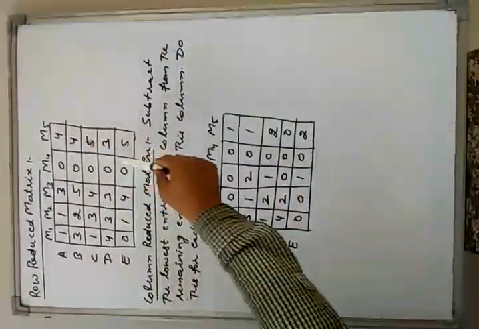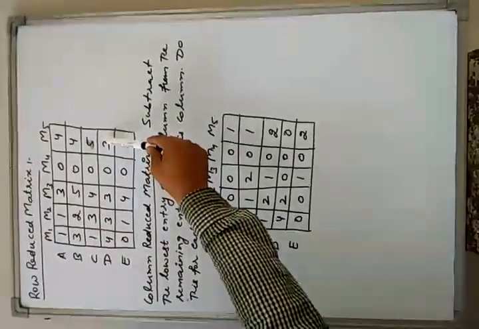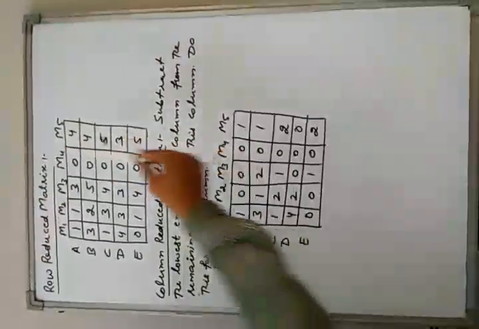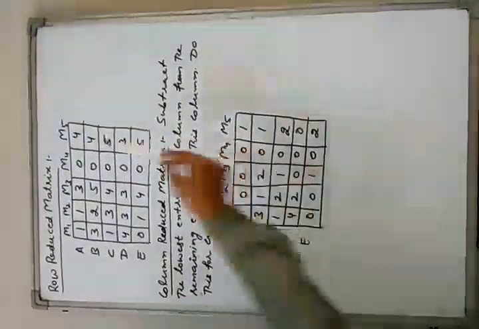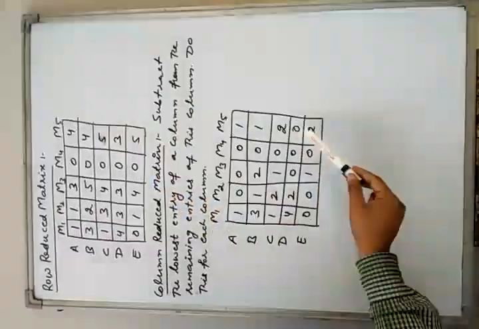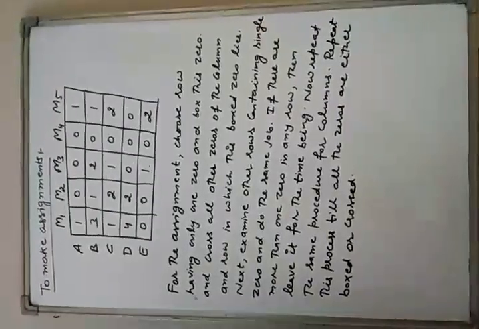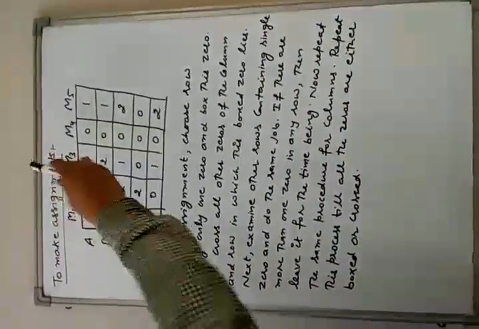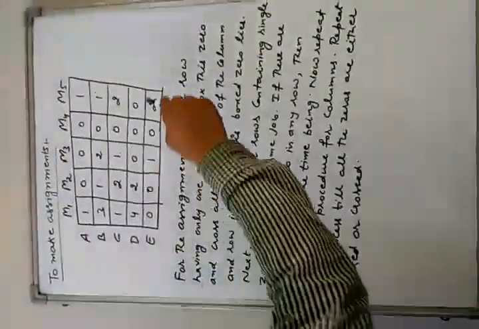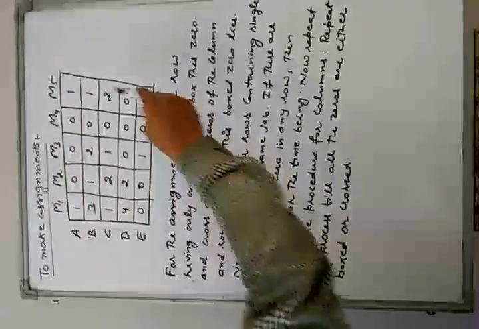Now, the lowest entry of the fifth column is 3. Subtract this 3 from the remaining entries of this column. Then it becomes 4 minus 3, 1, 4 minus 3, 1, 5 minus 3, 2, 3 minus 3, 0, 5 minus 3, 2. Now the third step is to make assignments. To make assignments, you have to copy the same table as we get after the column reduction.